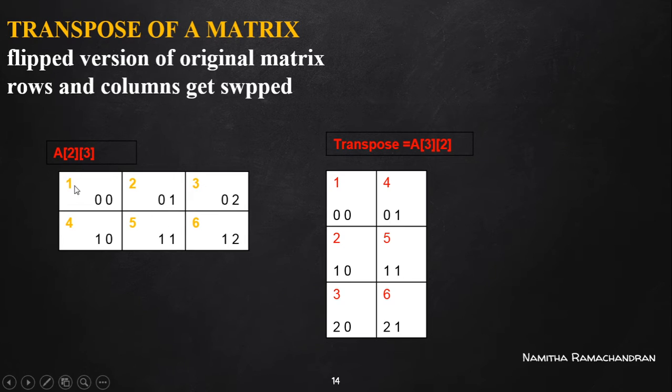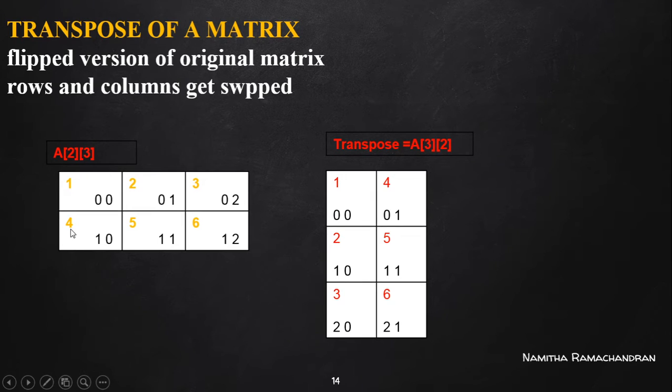Okay, so 1 is present at index position 0, 0. And here the 1 is present at the same index 0, 0. And this 2, the first row, second element, has index 0, 1, and it is present here at index location 1, 0. The third element of the first row has index 0, 2, pointing to the value 3. Here the 3 is pointed by index 2, 0. From this it is clear that we need to interchange the row and column values in the transposed version.